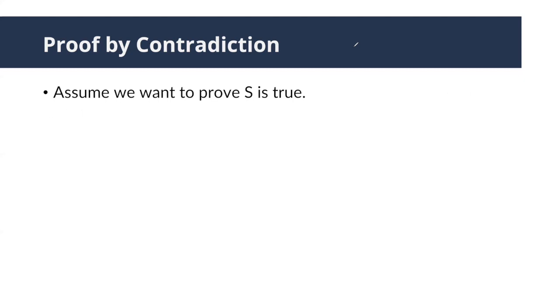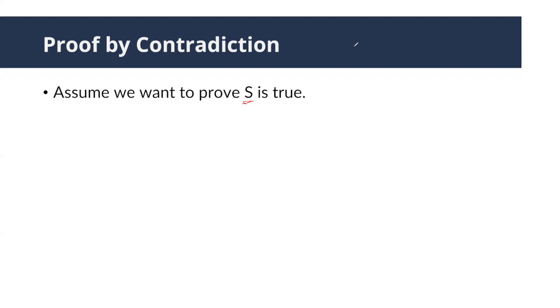In this video, we'll continue to talk about two more proof methods: proof by contradiction and proof by cases. The third proof method is proof by contradiction. Now let's look at the simple form of theorems. So we assume we just want to prove S to be true.